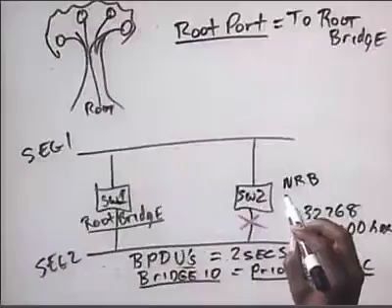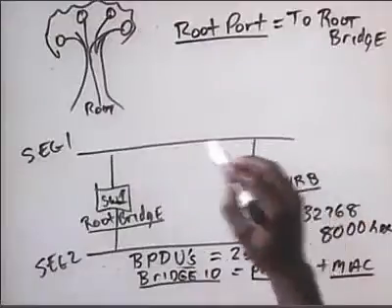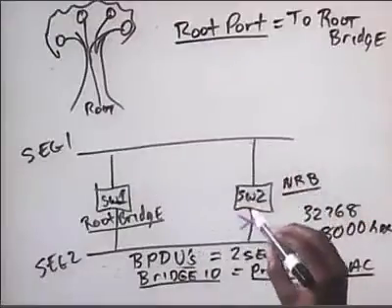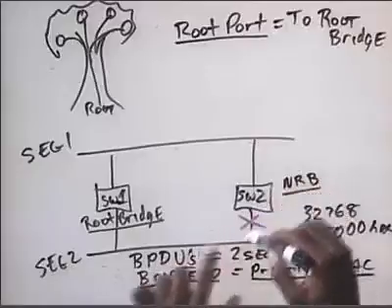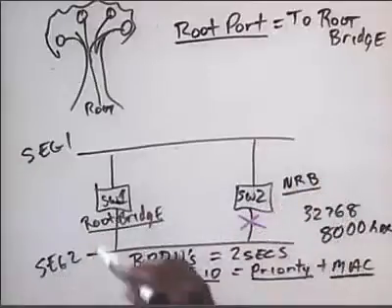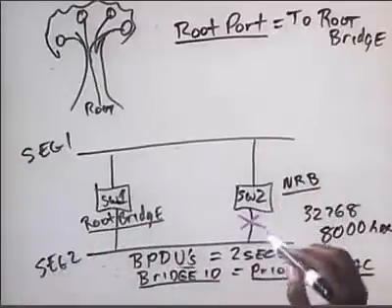So on the non-root bridge, there is one root port. So that means any other ports, any redundant paths to the root bridge, would be blocked. So that's our second rule. One root port per non-root bridge.